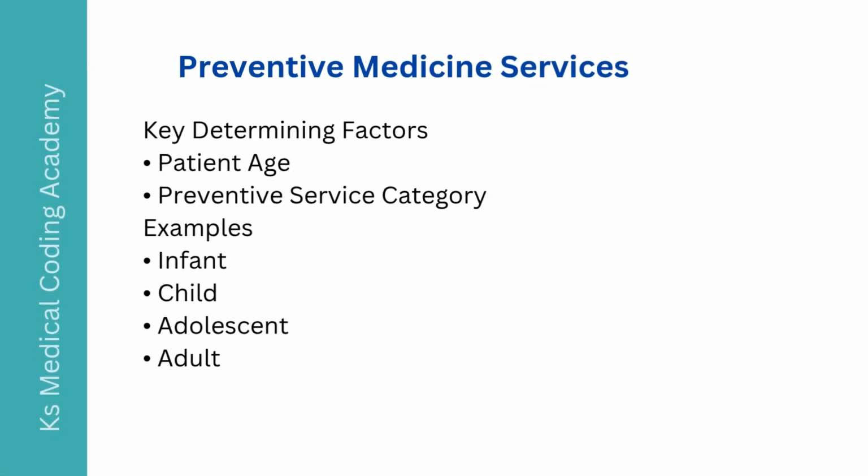Preventive medicine services are different from problem-oriented visits. For these services, patient age is one of the primary factors used in code selection. Different code ranges are available for infants, children, adolescents, and adults. Therefore, patient age must always be verified when reporting preventive medicine services.